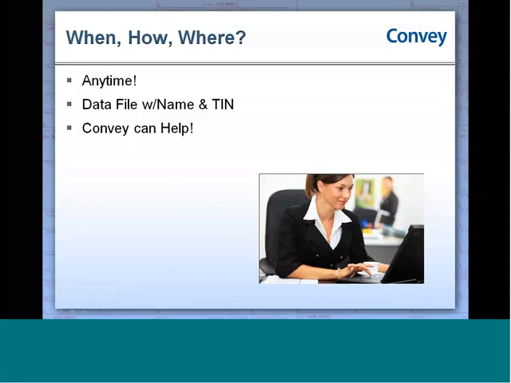The only information required is the individual's first and last name, or the business name, and the tax identification number. Up to 100,000 name and TIN combinations can be submitted each time. Matching results are typically available 24 hours after the request has been submitted.